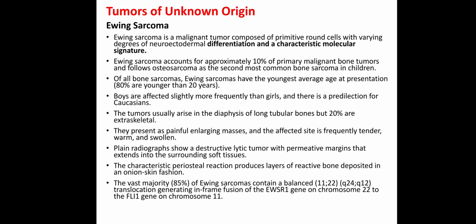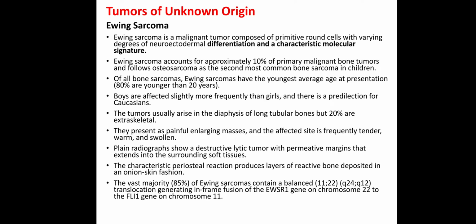Of all bone sarcomas, Ewing sarcoma has the youngest average age at presentation. 80% are also younger than 20 years. Boys are affected slightly more frequently than girls, and there is a predilection for Caucasians. The tumor usually arises in the diaphysis of the long tubular bones. 20% are extraskeletal. They present as a painful enlarging mass, and the affected site is frequently tender, warm, and swollen.